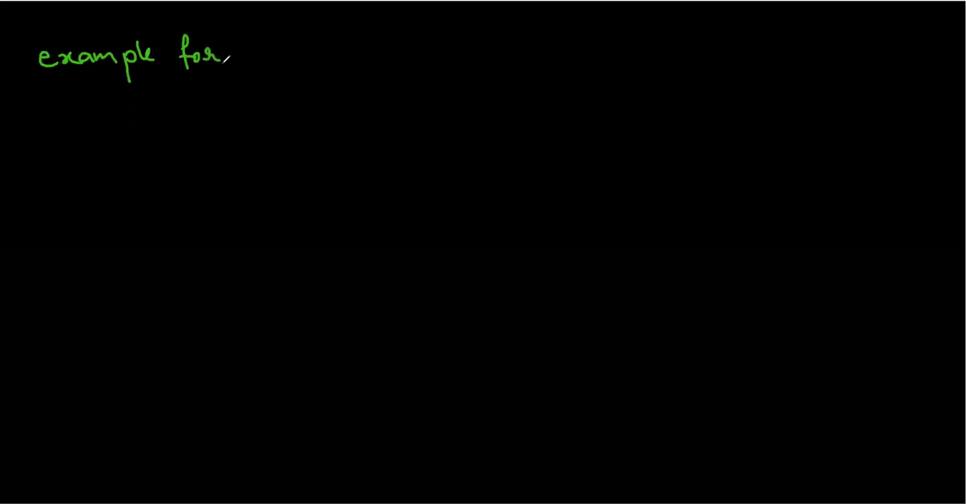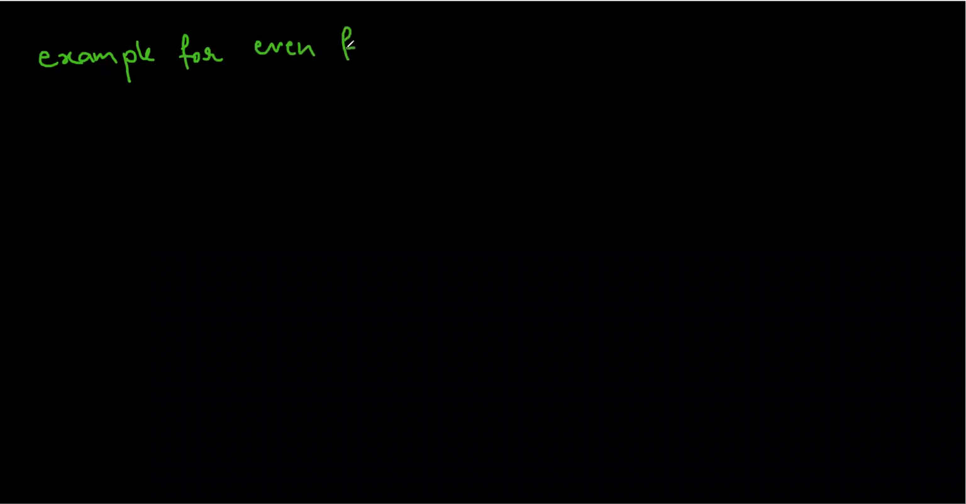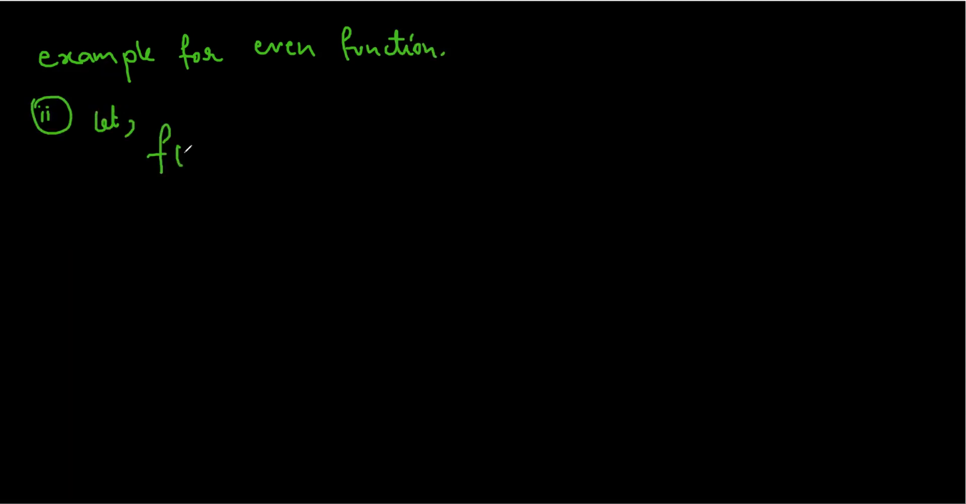Example for even function. Example number 2. Let f of x be x square. So if f of x is x square, then f of minus x will be negative x square. Now, if you square negative x, that is, multiply negative x with negative x, it will again be x square. So f of minus x is x square.